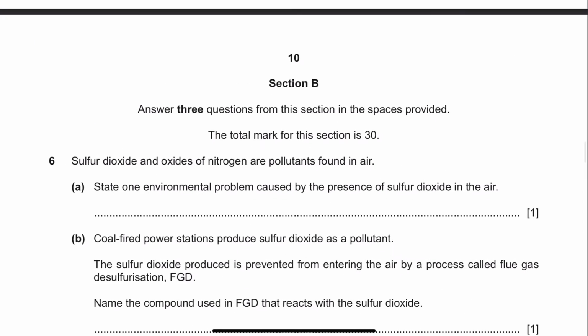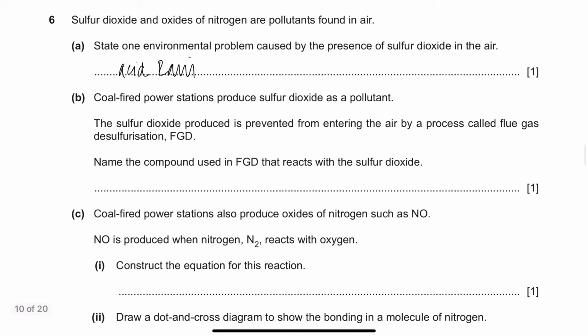Now, let's start, everybody. State one environmental problem caused by the presence of sulfur dioxide in the air. We studied that yesterday. Acid rain. Now, coal-fired power stations produce sulfur dioxide as a pollutant. The sulfur dioxide produced is prevented from entering the air by a process called flue gas desulfurization. And what was that? Literally just react sulfur dioxide with a strong base to neutralize it.